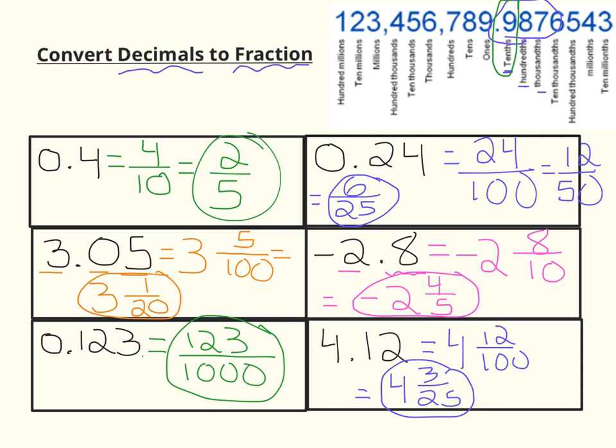So there's your full lesson on rational numbers. What is a rational number? What kind of decimals make a rational number? What's the relationship between integers and rational numbers? And how do you convert decimals to fractions?